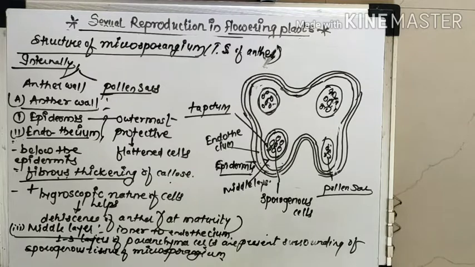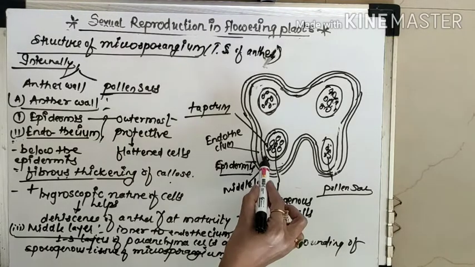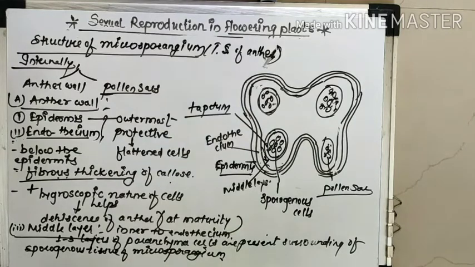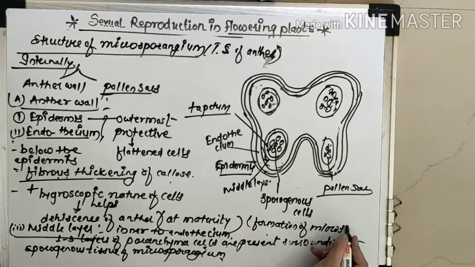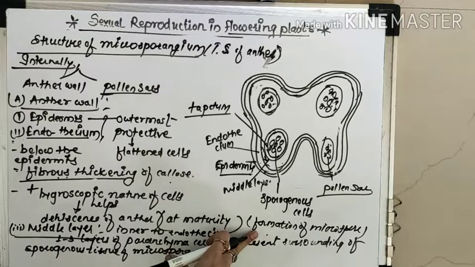The cells of this middle layer degenerate at the time of maturity. Okay, at the time of maturity, what does it mean? It means when it becomes mature after the formation of microspore. Maturity is nothing but the formation of microspore. So here this middle layer gets degenerated once they form a microspore.